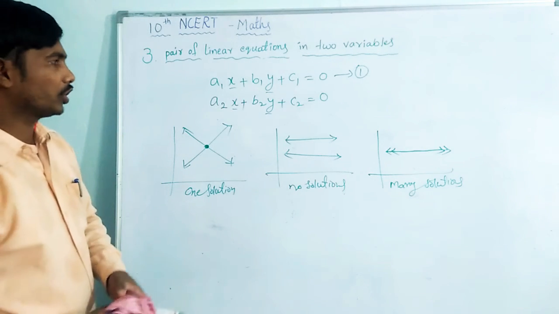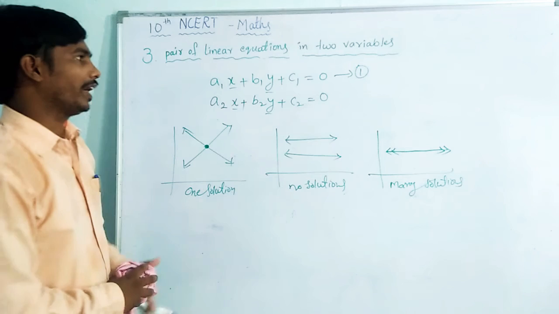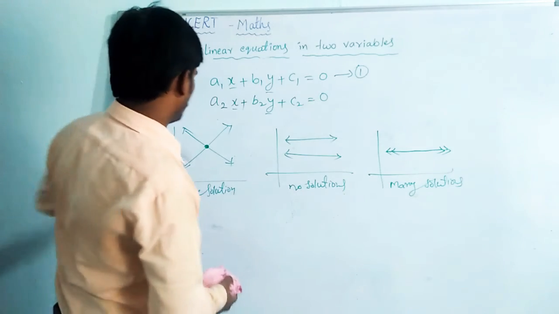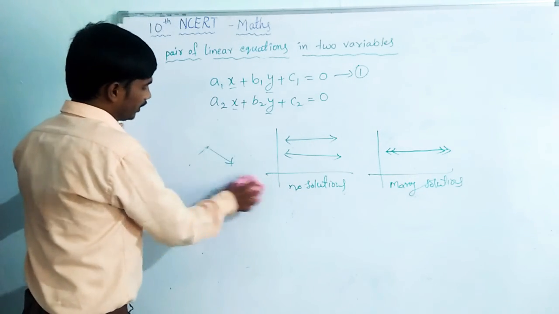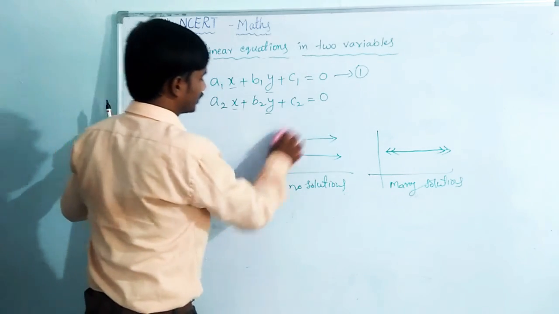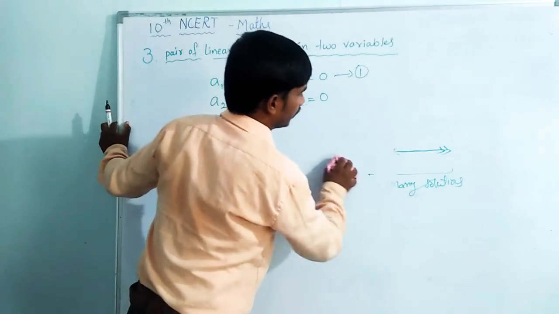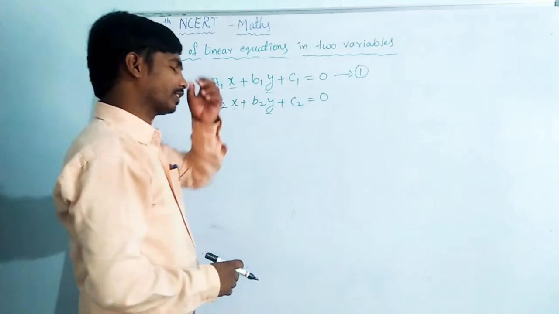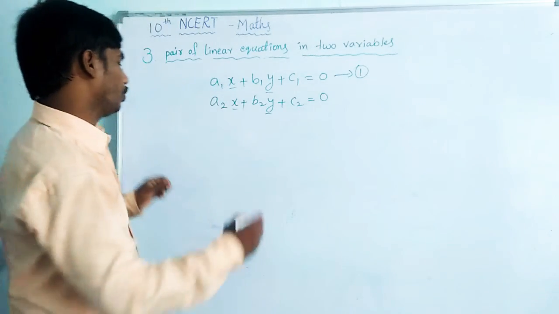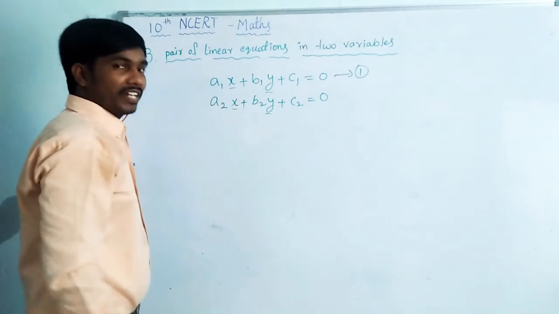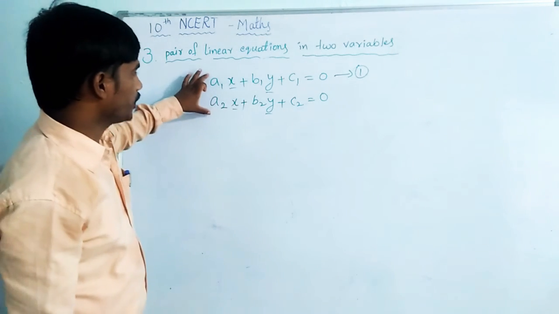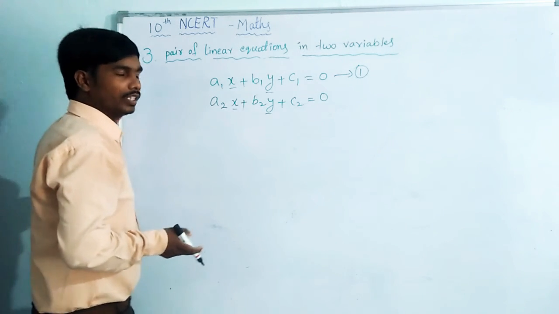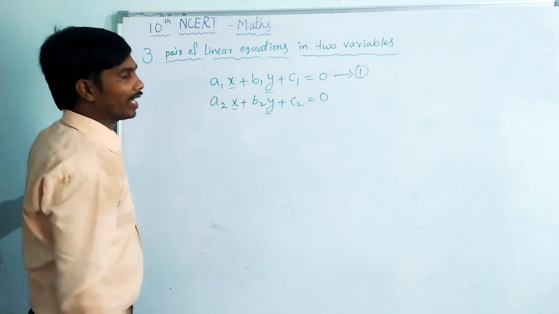But this is a very lengthy process. Why? Because you have to find the solutions for each pair of linear equations and represent the solutions on the graph. Then only will you determine whether the two linear equations are intersecting, parallel or coincident. But we have one more method to find this. What is that? Comparison of ratios of coefficients. Compare the ratios of coefficients and find whether the two linear equations are intersecting, coincident or parallel.